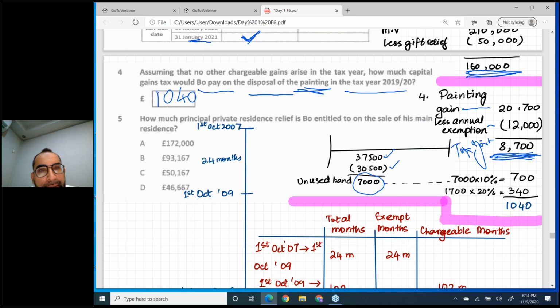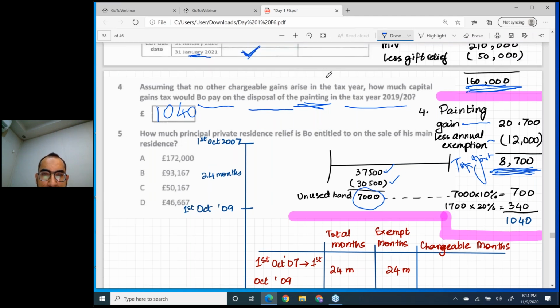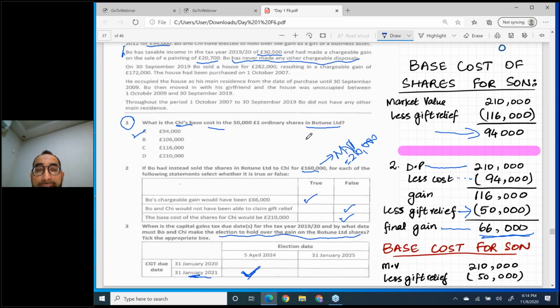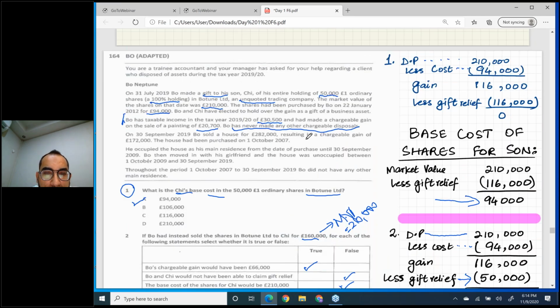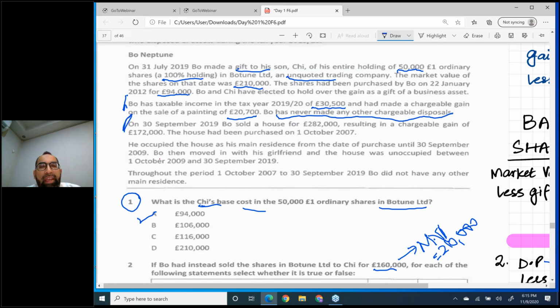Okay, now the last requirement is related to PPR, principal private residence relief, but it's very easy. Let's read the question carefully, because I'll move the screen. See what is written? From here to here, it's total PPR.